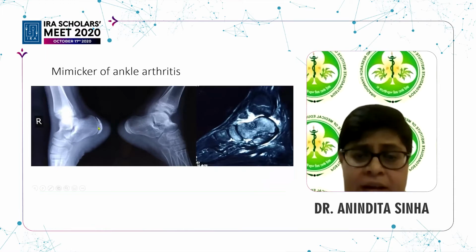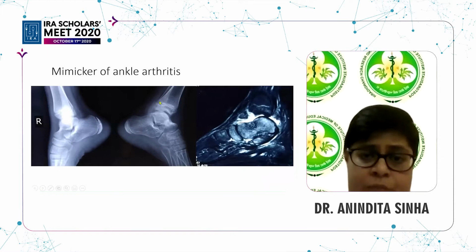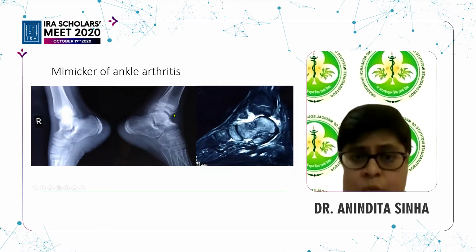So another mimicker of ankle arthritis, if you see, there's a lot of periarticular osteopenia in this pediatric patient. What you can see is that the epiphysis over here may be a bit enlarged with osteopenia, and there may be some irregularity which would point towards a diagnosis of JIA. And there is a soft tissue density in the posterior aspect, which is due to an effusion.